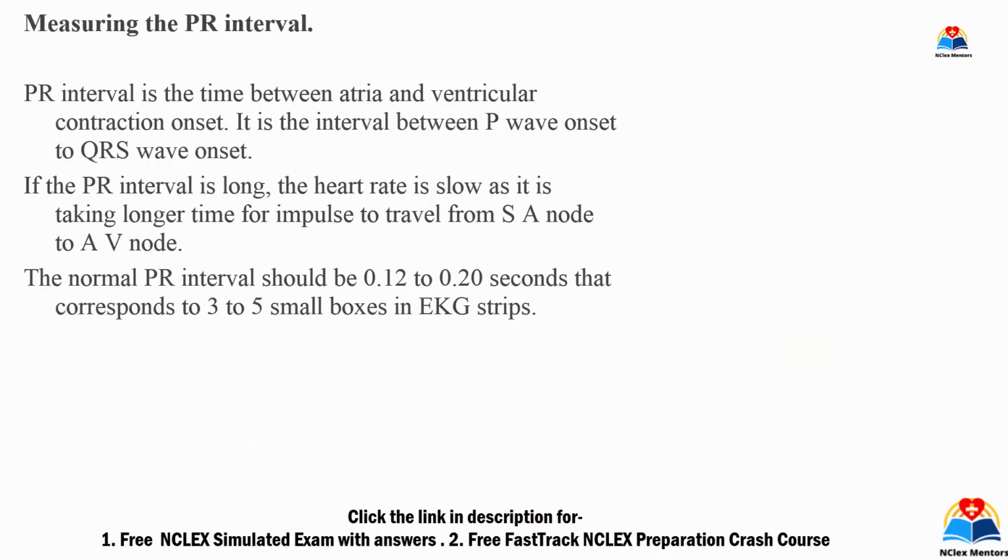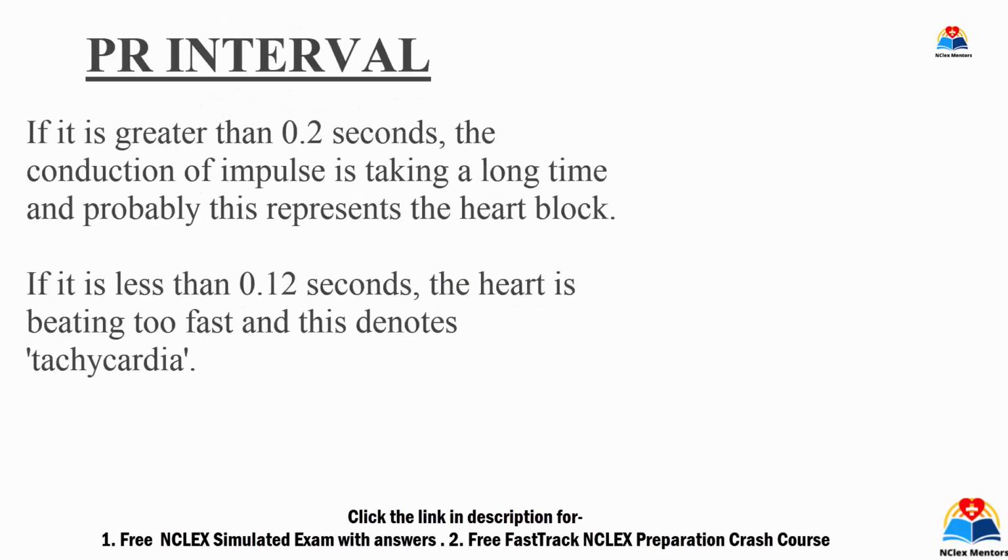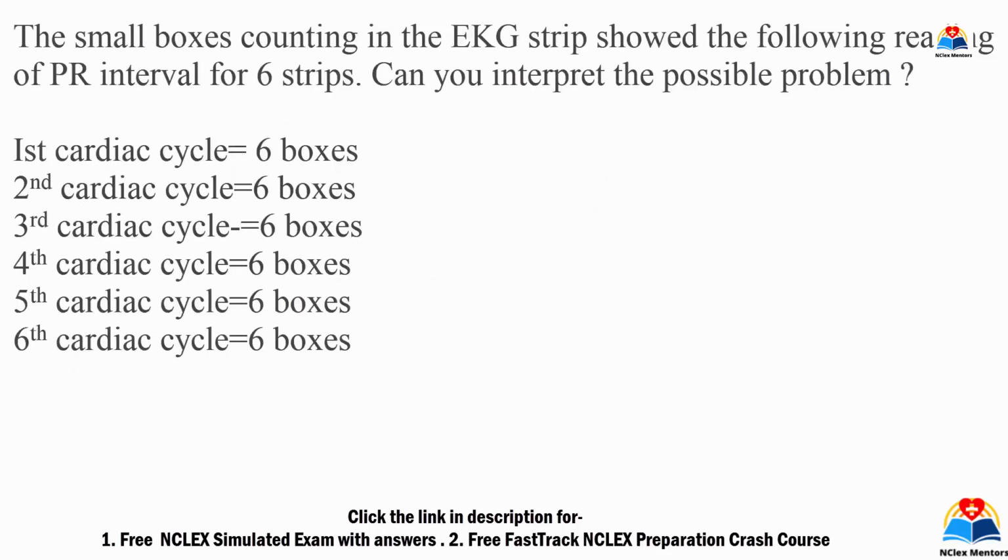We learned that the normal PR interval should be greater than 0.12 and less than 0.2 seconds. So what message can we gain from this interpretation? If it is greater than 0.2 seconds, the conduction of impulse is taking a long time, and probably this represents the heart block. If it is less than 0.12 seconds, the heart is beating too fast and this denotes tachycardia. The small boxes counting in the EKG strip showed the following reading of PR interval for 6 strips. Can you interpret the possible problem?